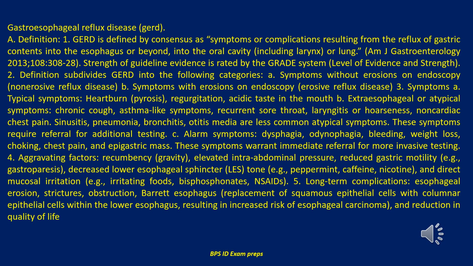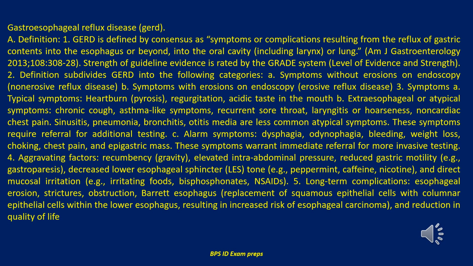A. Its typical symptoms include the following: heartburn, also known as pyrosis, regurgitation, acidic taste in the mouth. B. Extraesophageal or atypical symptoms, including chronic cough, asthma-like symptoms, recurrent sore throat, laryngitis or hoarseness, non-cardiac chest pain. Sinusitis, pneumonia, bronchitis, otitis media are less common atypical symptoms. These symptoms require referral for additional testing.